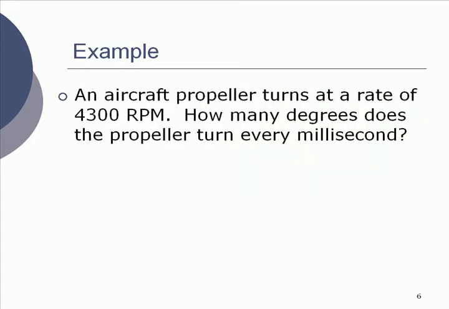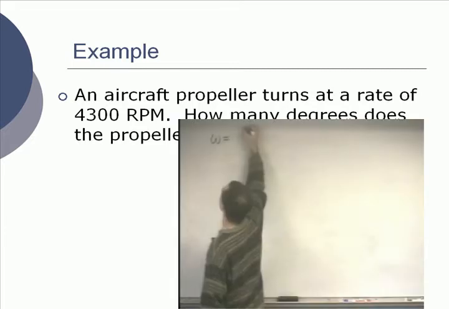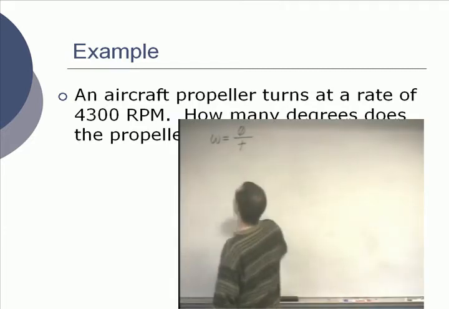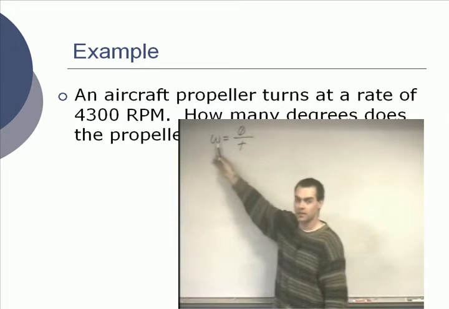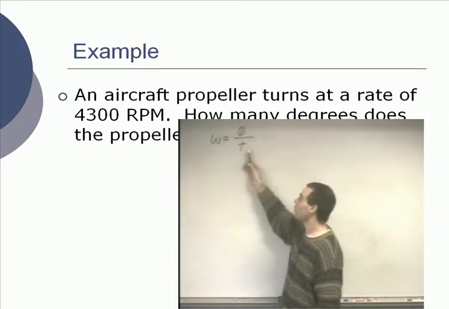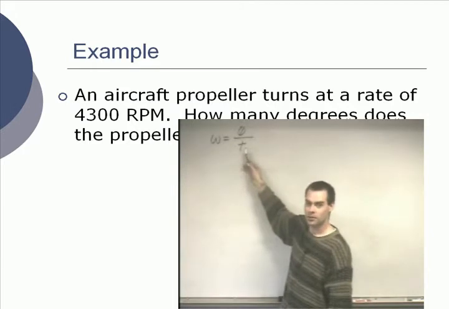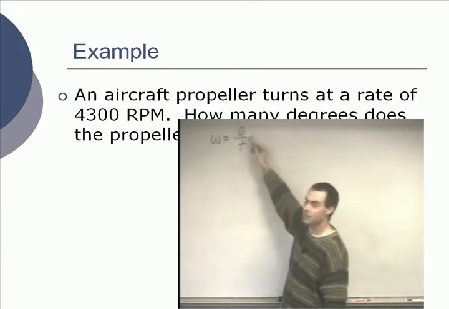Leading up to that, let's suppose we've got an aircraft prop and it turns at 4,300 RPM. We want to know how many degrees it turns every millisecond. Well, what are we looking for? Are we looking for an angular velocity, an angle, or a time here? We're looking for an angle. We know that omega is equal to theta over t. We know what our angular velocity is. That's given to us as 4,300 RPM. We also know what time period we're interested in. That is 1 millisecond. We want to know how many degrees that turns.